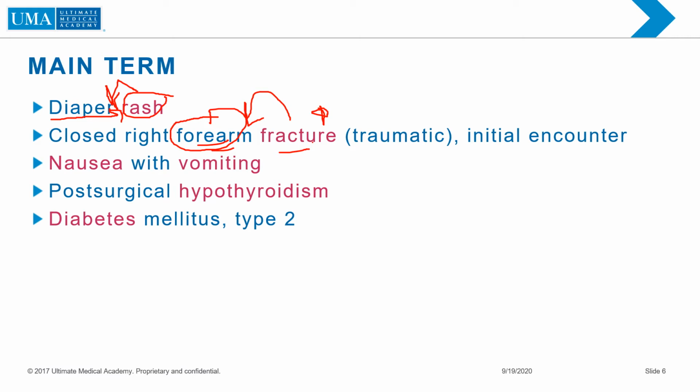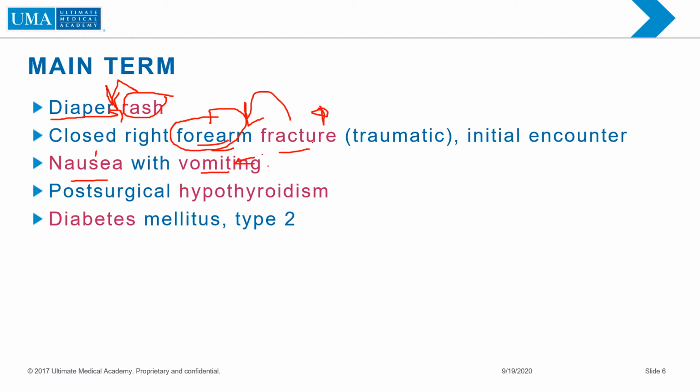Next, we have nausea with vomiting. In this case, either one of these can be your main term. If you go to nausea, you'll see nausea with vomiting. If you go to vomiting, you will see vomiting with nausea.